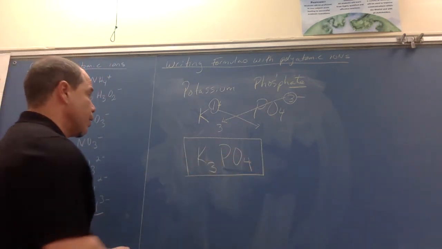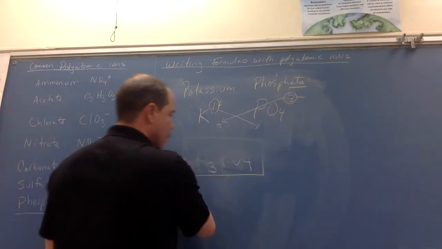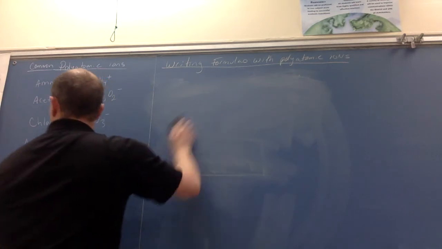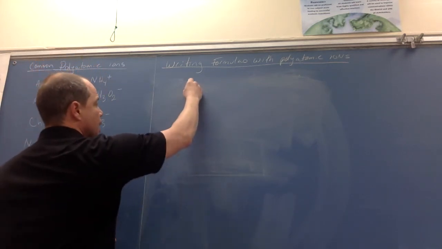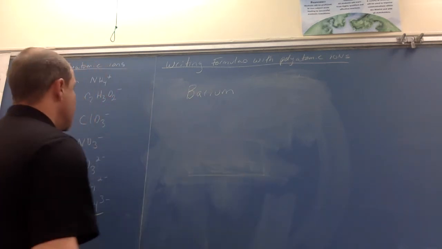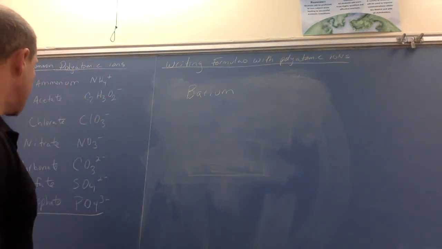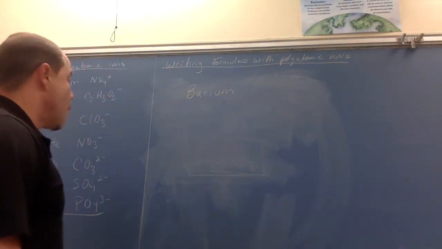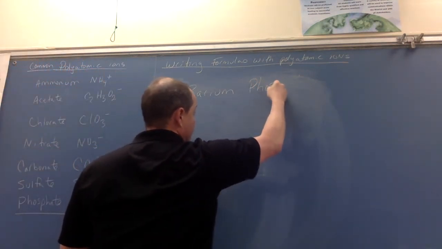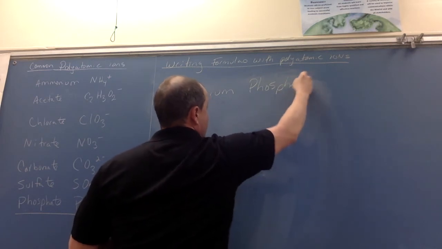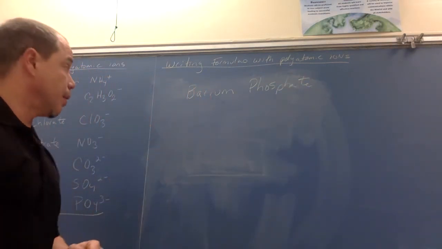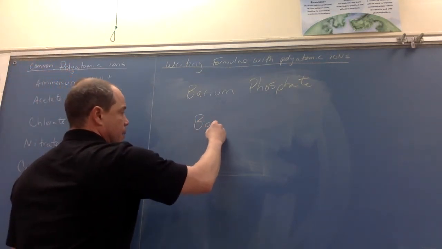All right? Let's take a look at one more. We'll do one more here. And for this one, we're going to use barium. Let's go with barium phosphate. So barium phosphate, barium, group 2 element, okay? Ba, 2+.